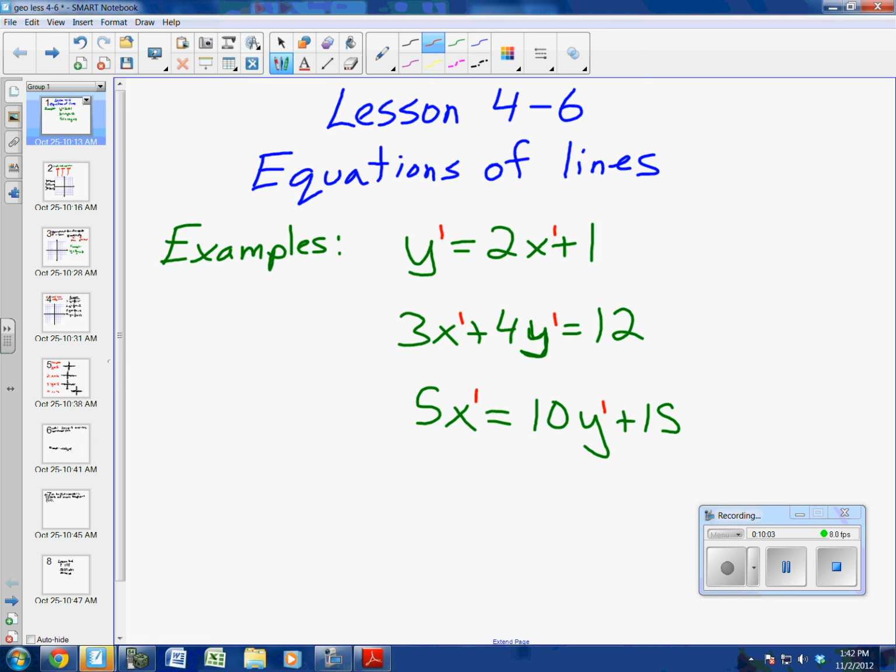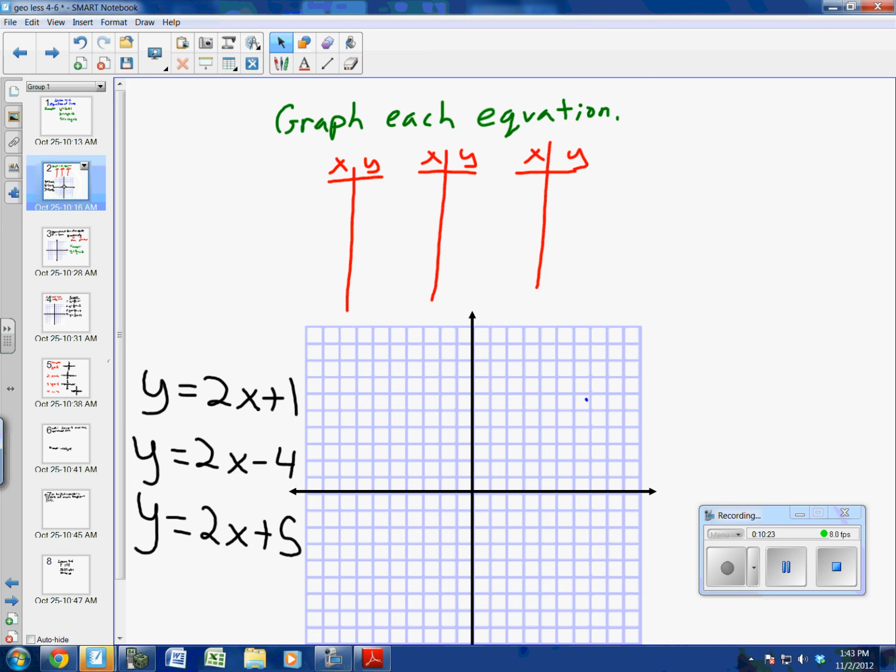This first one, we have it solved for y, which is the form we wanted when we're going to graph. These second two, we would have to solve these equations for y so that we would be able to graph them. Or we would need to make a table of values like we did for the bell work today. Okay? Any questions there? All right.